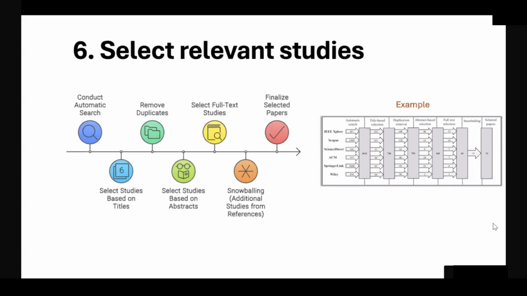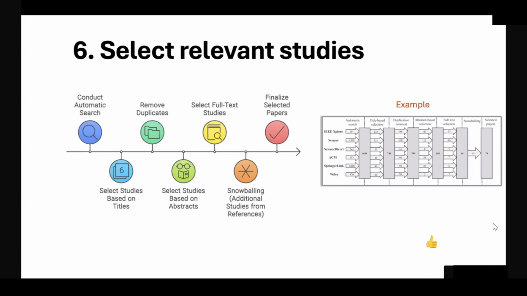As you see, the initial search returned 4,634 papers. Then when I did title-based selection, it came down to 748 papers. Then I removed duplicates, so it came down to 516 papers. Then I read the abstract of those 516 papers, so the number came down to 168 papers. Then I read the full text of those papers, and the number further came down to 69 papers.